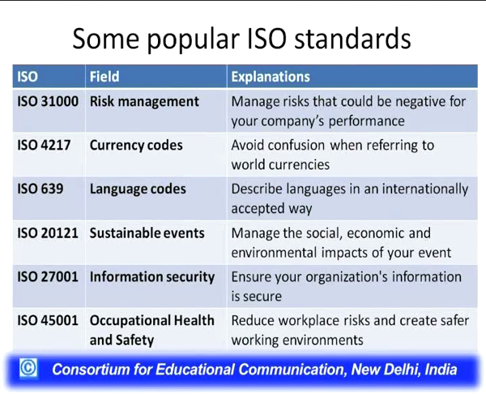The next one is ISO 639. It belongs to language codes. It describes languages in an internationally accepted way. Afterwards is ISO 20121. It pertains to sustainable events. It tells us how to manage the social, economic and environmental impacts of your events. Suppose there is some kind of event which is going to be organized, then we will have to follow the norms of ISO 20121.